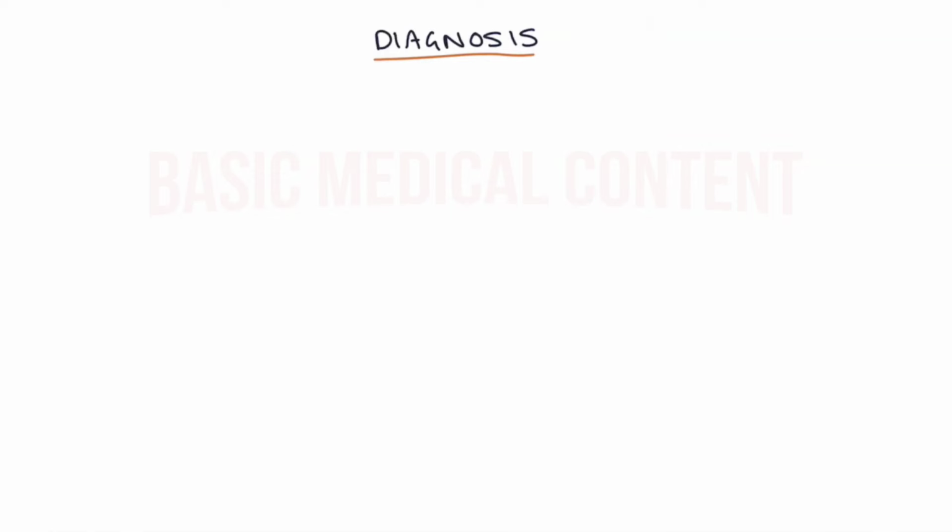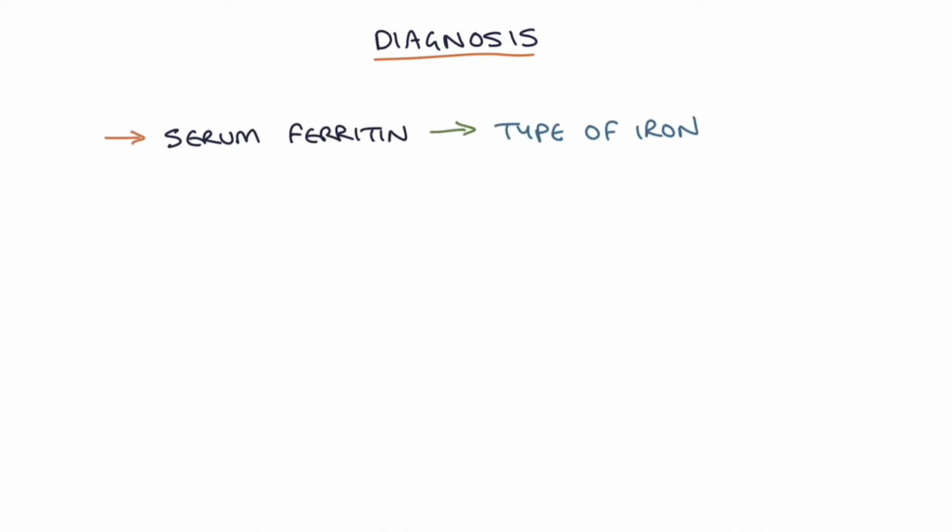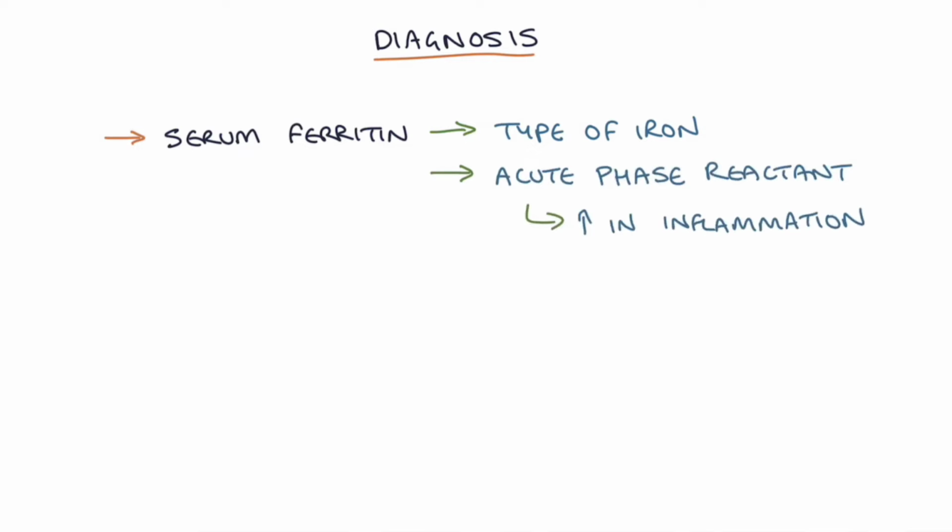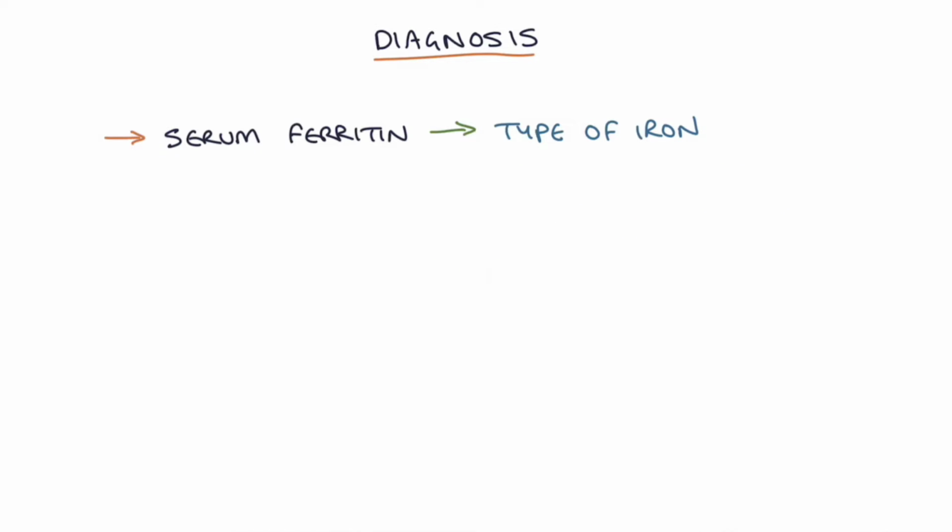How do you make a diagnosis? Well, the main diagnostic method is to perform a serum ferritin level, and ferritin is a type of iron in the blood. Ferritin is also an acute phase reactant, which means that it goes up when there's inflammatory conditions in the body. So this makes ferritin slightly unreliable because it can be high for causes other than haemochromatosis.